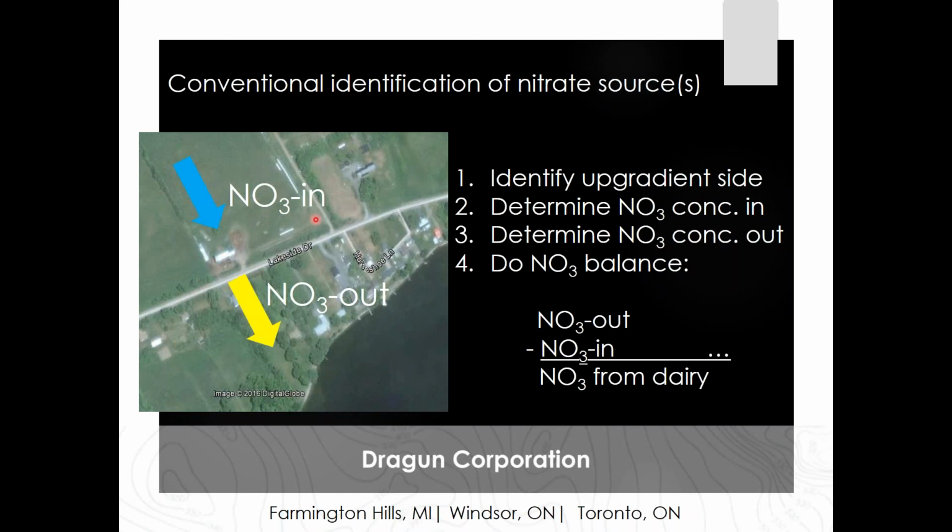And what you need to do is know the nitrate concentration going in and the nitrate concentration going out, which you would get from sampling groundwater in wells on the upgradient and downgradient side. And then you do a balance. What's the difference? Is there more nitrate going out from the dairy or coming in to the dairy? If it's more coming out, that means that the source of the additional nitrate is the dairy. That's the traditional, conventional, simple method of identifying a source.